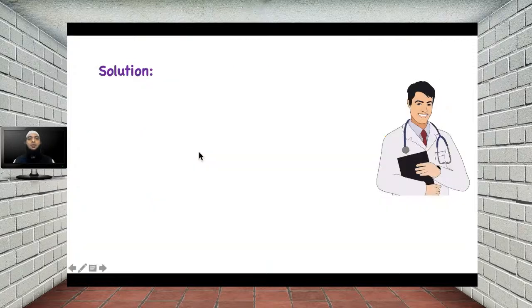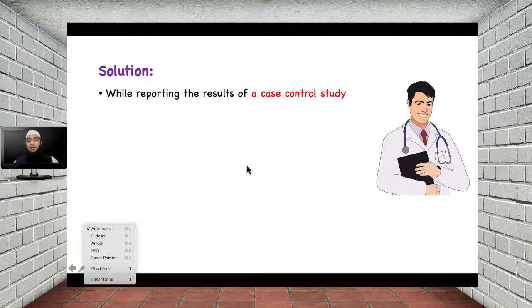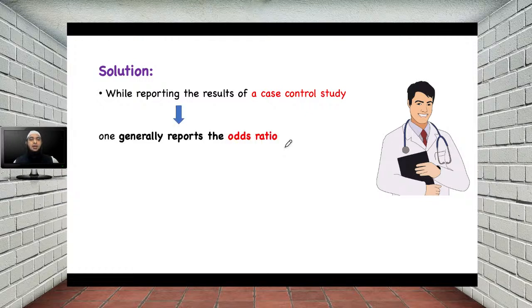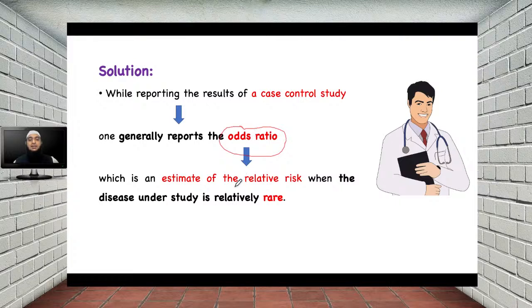Now let's see what we can use in a case control study, or what could be the solution for this problem. While reporting the result of a case control study, if you are using the case control study as the design of an epidemiological study, then in such a case one generally reports the odds ratio. So instead of relative risk, you can calculate the odds ratio. Now what is the odds ratio? The odds ratio is an estimate of relative risk when the disease under study is relatively rare.